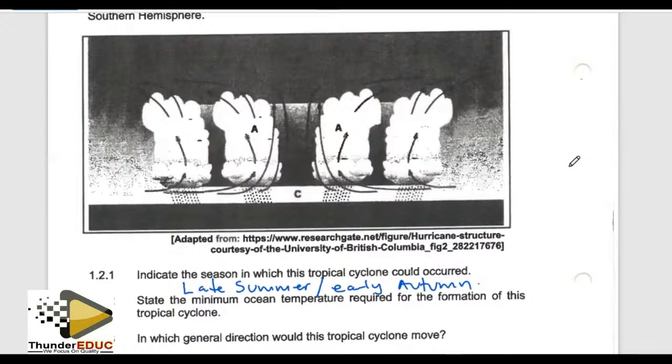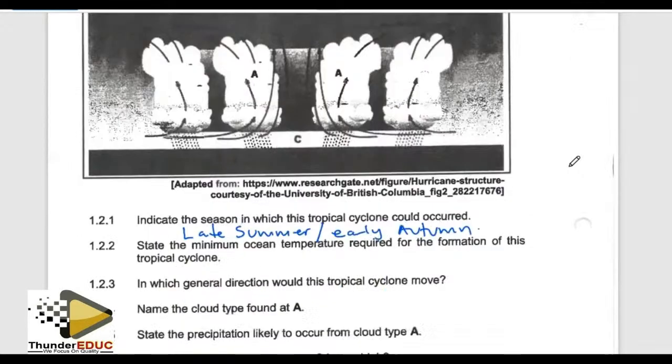1.2.2 says, state the minimum ocean temperature required for the formation of this cyclone. And we know cyclones require 26.5 degrees Celsius or 27 degrees Celsius. Those are the minimum temperatures that are required. When we say minimum, it means we can't go below that one. So it is from 26.5 going upwards. All right.